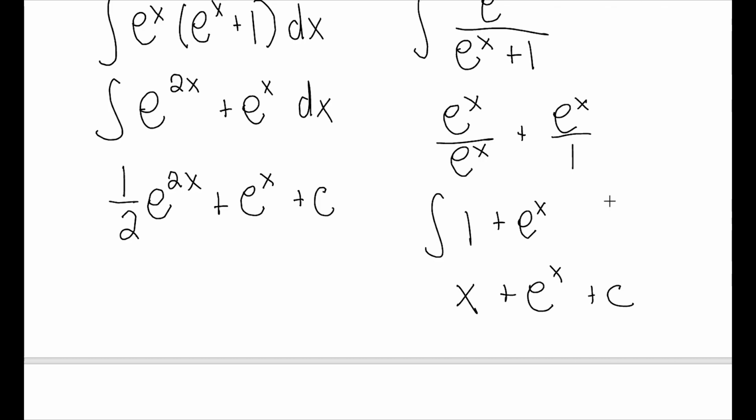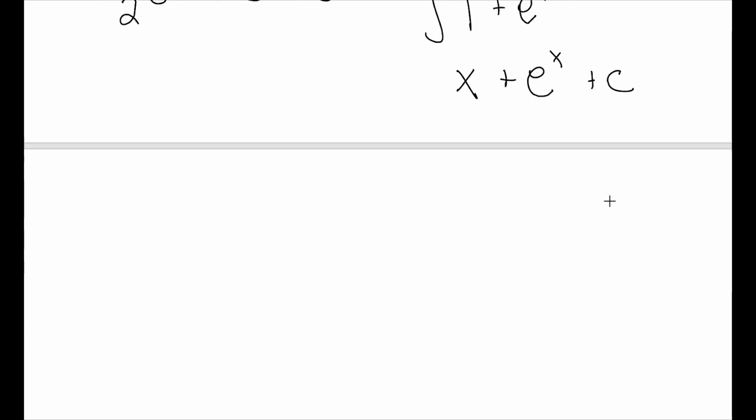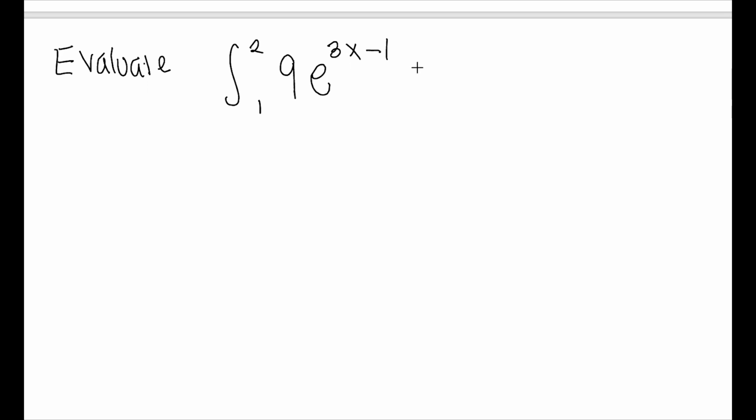So those were indefinite integrals because we weren't integrating between any two numbers. So here, let's try one that's a definite integral. Evaluate the integral between 1 and 2 for 9e to the 3x minus 1. So remember that when we're integrating, we're actually finding the area under a curve. So for this, it would be the area under the curve between the x values of 1 and 2.